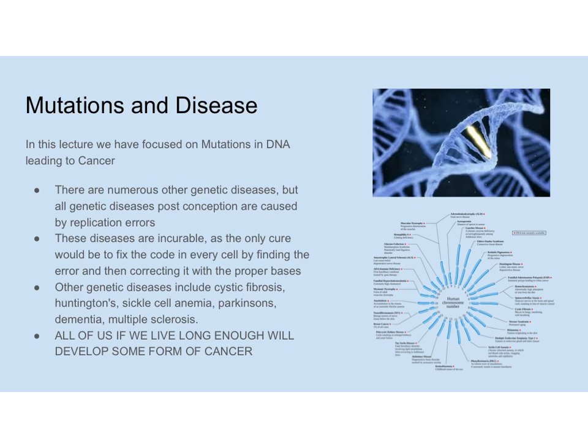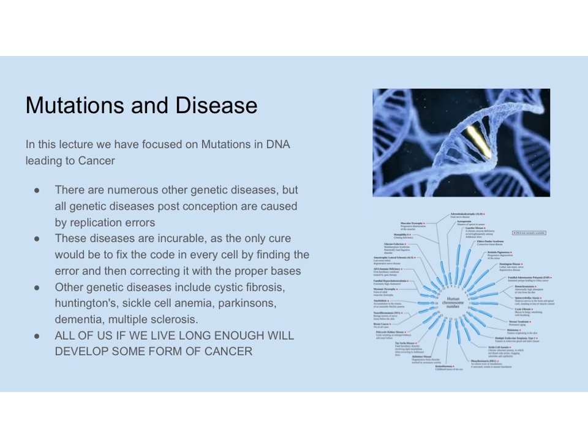But most other genetic diseases result from errors during replication, so once you became one cell into 2, into 4, into 8. There are numerous other genetic diseases, but all genetic diseases post-conception are caused by replication errors. These diseases are incurable, as the only cure would be to fix the code in every single cell by finding the error in their code and then correcting it with a proper base. Other genetic diseases include cystic fibrosis, Huntington's, sickle cell anemia, Parkinson's, dementia, multiple sclerosis.